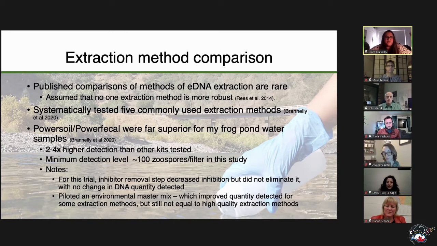The PowerSoil and PowerFecal kits are basically the same thing, they just have slightly different protocols. They were able to get really good DNA from those crappy samples. What I found is that detection was quite a lot higher, 2 to 4 times higher, depending on which kit I used. And minimum detection level was about 100 Bd zoospores per filter in this study, which matches up quite nicely with what I am able to detect for a swab. If you catch a frog and swab it, that's about the minimum detection level. So it's consistent using this PowerSoil method.